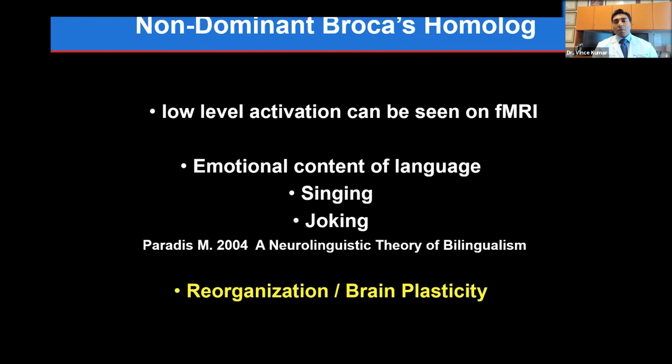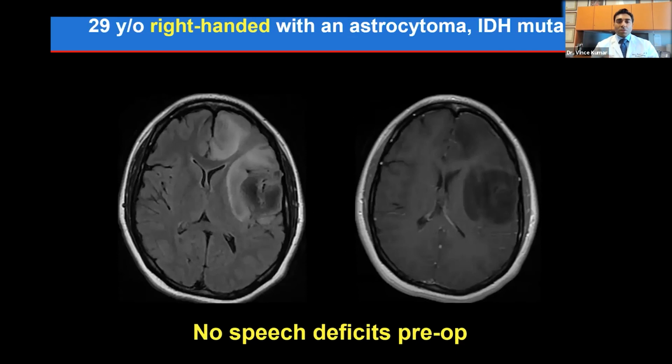So with regard to the right Broca homologue or right Broca's area, this is an interesting area. And we often see low-level fMRI activation here. And Halandny and others have described that this area has some function in, for example, the emotional content of language, being able to sing, being able to joke around. But also this area has significance in reorganization and brain plasticity, especially in patients who have very long-standing tumors, such as long-standing low-grade gliomas, and there's also greater plasticity in younger patients, in children. And so this is an interesting case of a 29-year-old right-handed patient.